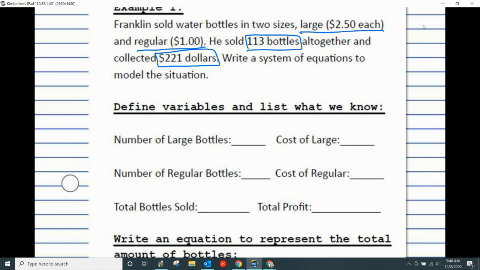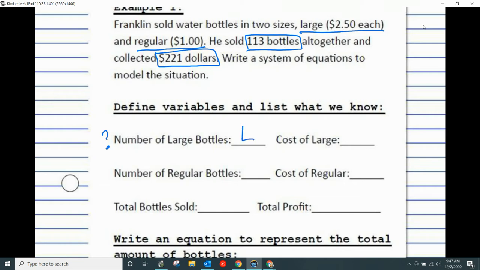This is very common when you see systems of equations and we're writing 2 equations. They usually will give you 2 totals. You'll be writing 2 equations, one to represent one of the totals and one to represent the other total. It's very, very common. So I do not know how many large bottles he sold, but I do know how much the large bottles cost. They cost $2.50. And I don't know how many regular bottles he sold, but I know they cost $1. So because I don't know the number of large bottles, that's a question, I am going to use a variable to represent that. Remember, we use variables to represent numbers we don't know. I don't know that number, so I think I'll pick L.